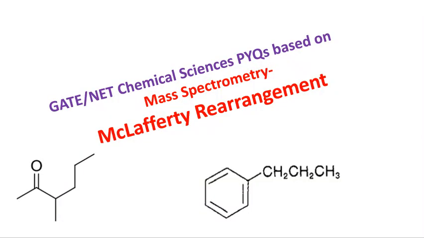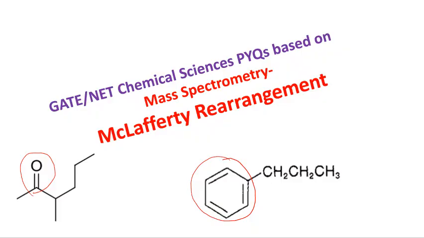Today we will be learning about the most important rearrangement in mass spectrometric technique. Under mass ionization conditions, compounds will undergo McLafferty rearrangement, especially compounds which have a carbonyl group and gamma hydrogen, or a benzene ring and gamma hydrogen.